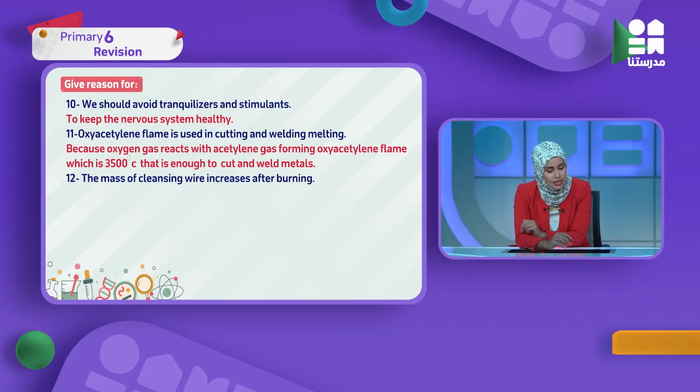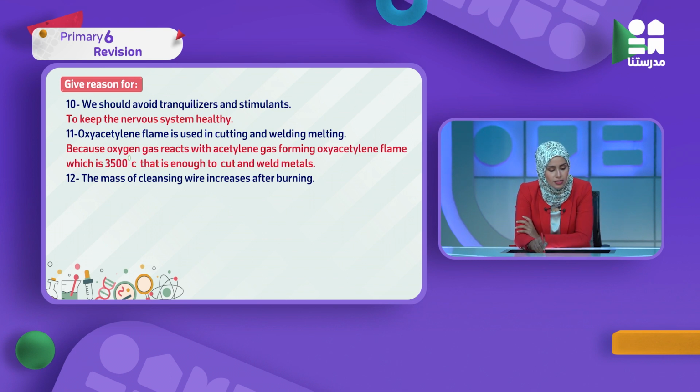Iron reacts with oxygen in the presence of water. Okay? Here, if I ask you why the mass of cleansing wire increases after burning: burning means a reaction happened between iron and oxygen, forming iron oxide. And naturally, the weight of iron alone is less than the weight of iron and oxygen together.